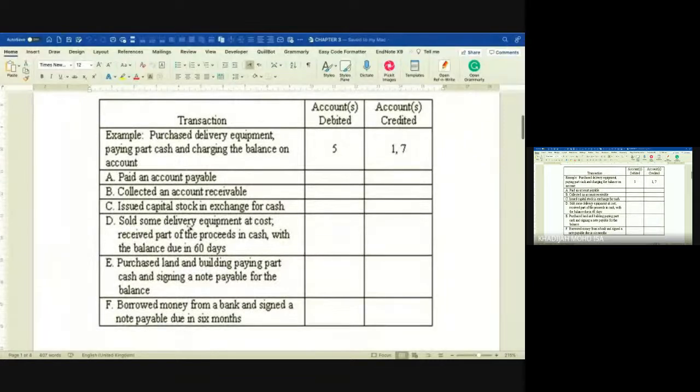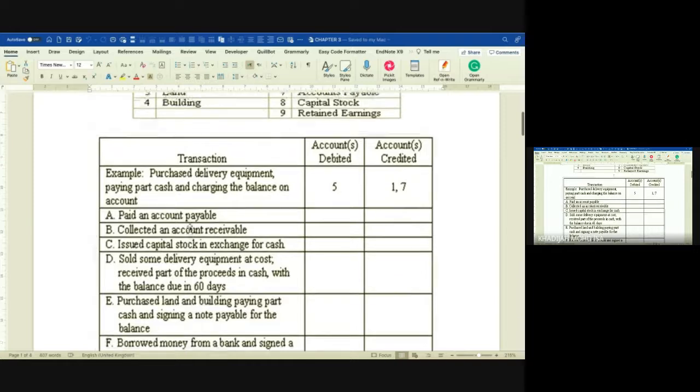And then we have issued capital in exchange for cash. So what it says here is that an investor put some more money into the business, or the company issued share capital. What they give is share capital to the investor, so the company will get cash from the investor. So here we only have cash increases.